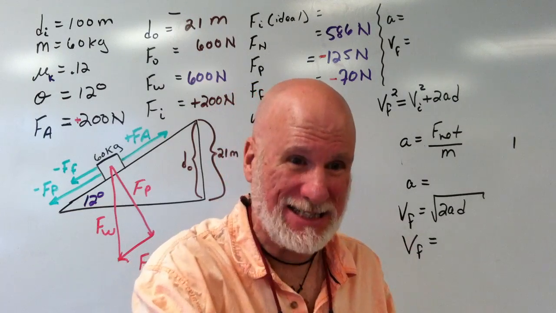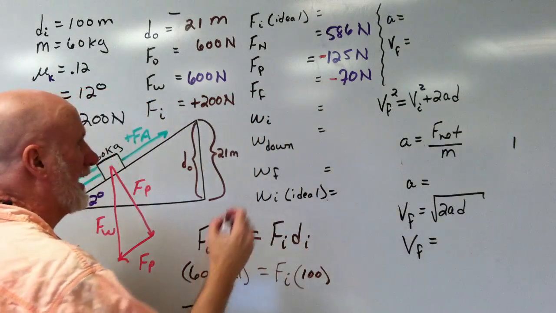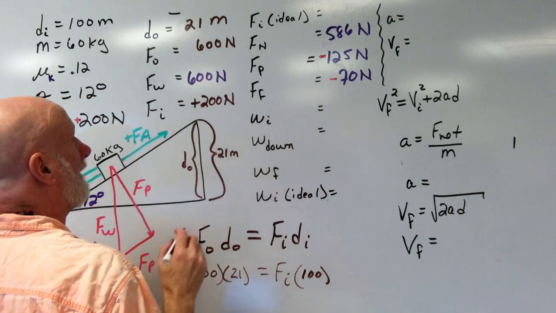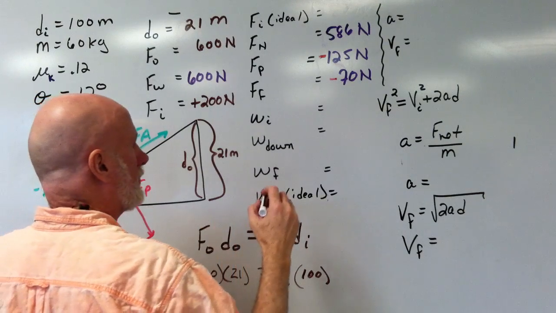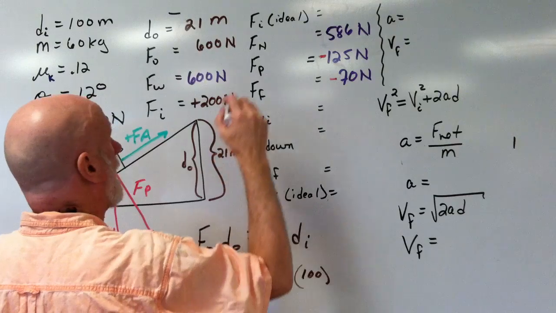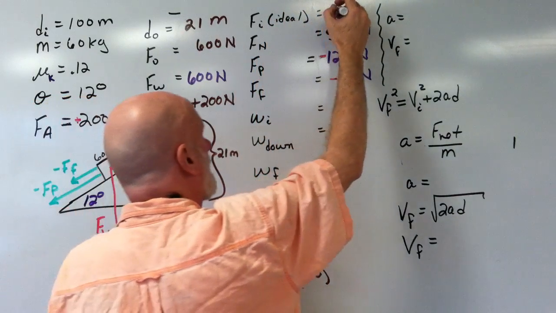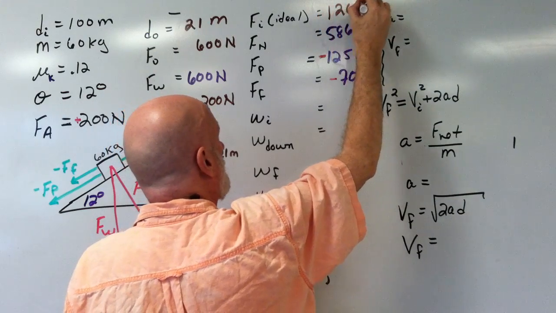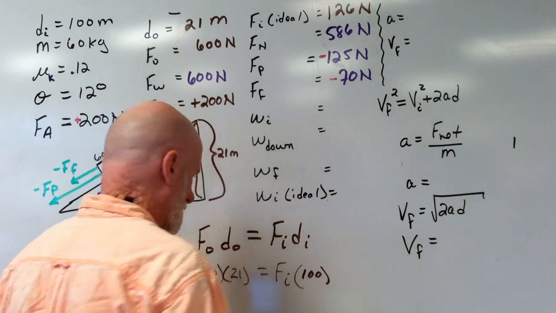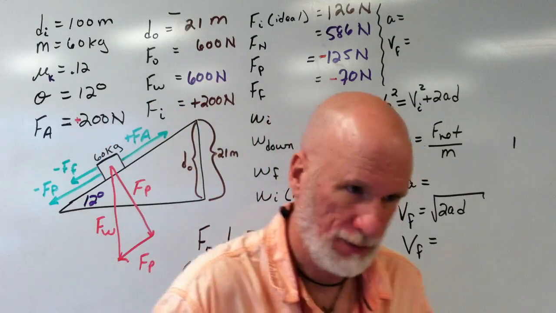126. Excellent. So where does that go? Under FI ideal. Where? Above FN. Okay. What is it? 126. Okay, good. So you with me? Yeah? Okay.